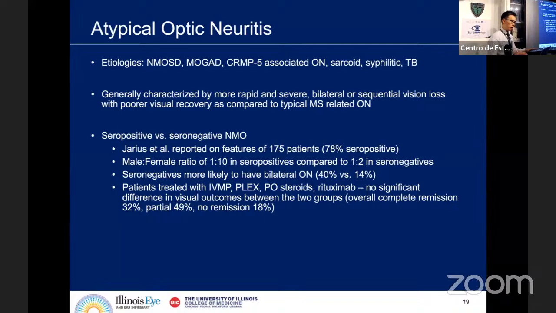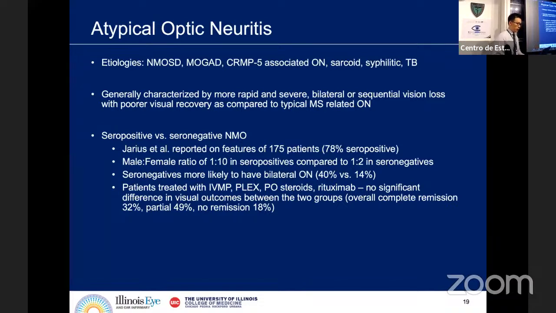So I want to take a quick break from the clinical course at this point, just to talk about atypical optic neuritis, since that was what we've been seeing so far, and the working diagnosis was a seronegative NMO spectrum disease. So there's a number of different etiologies. We already discussed NMO, MOG. There's CRMP5 associated, so more on the paraneoplastic side of things, as well as sarcoid, and then common infectious etiologies for atypical optic neuritis include syphilis and TB.